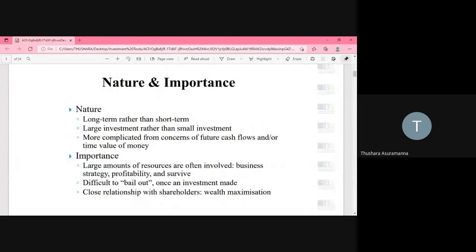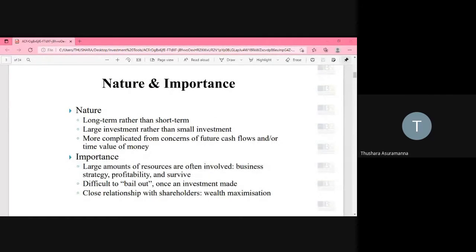We move to nature and importance. What is this nature and importance? Especially this project financing, what is nature, right? It's long term rather than a short term. Now we talk about investments here, right? Investor come in and investing money in a project means it is for long term, not for short term.